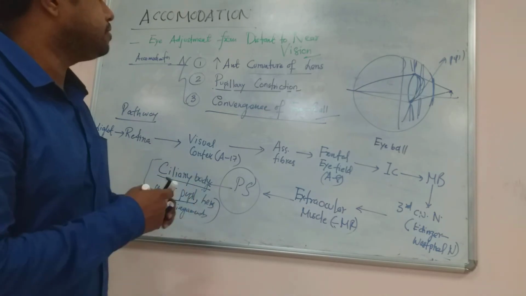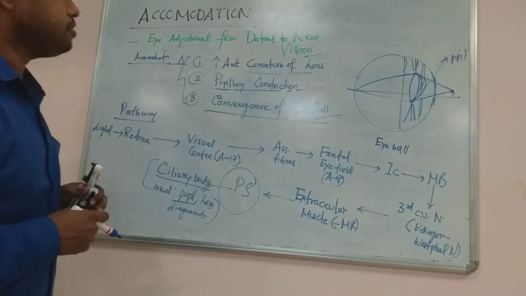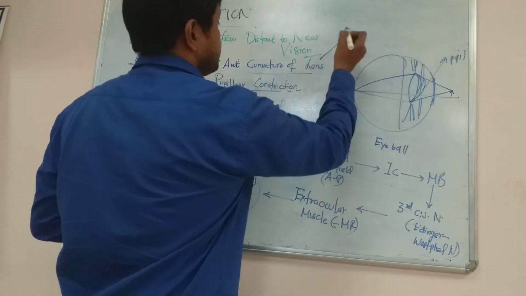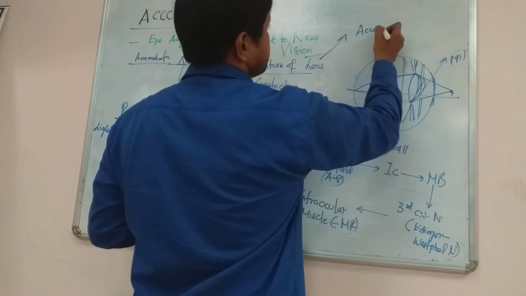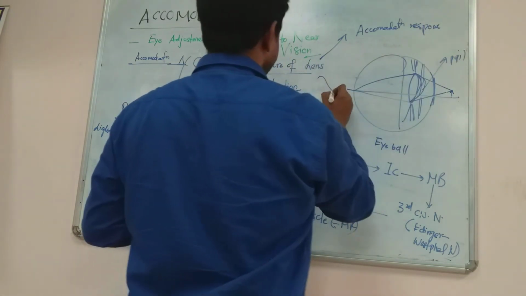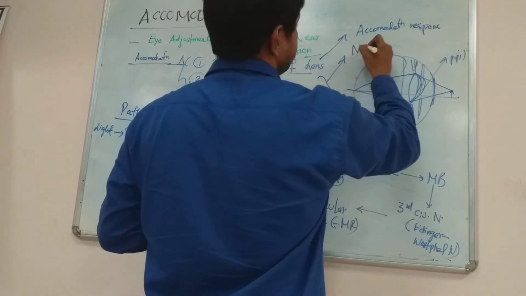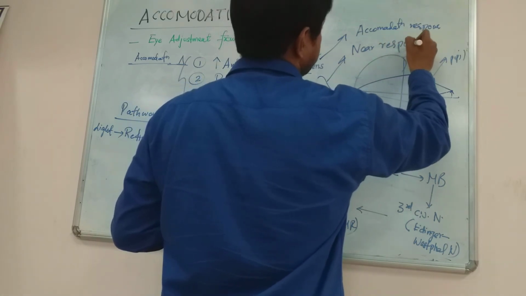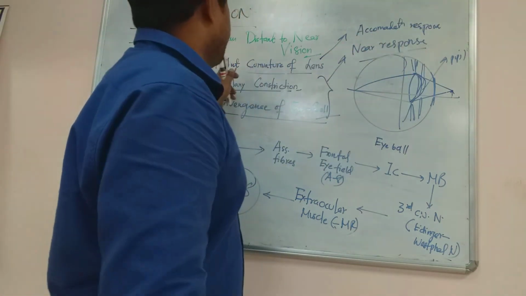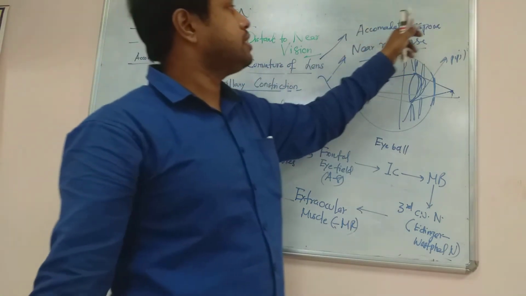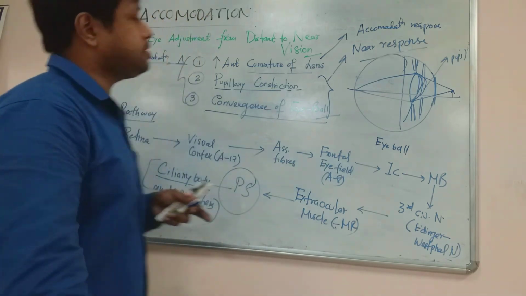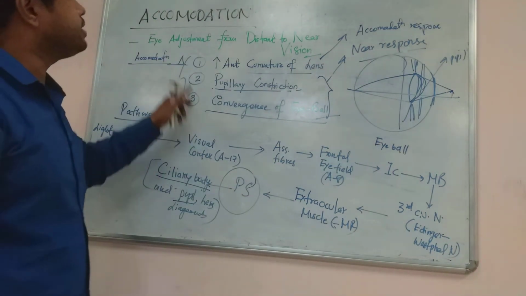Now out of these three, increasing the anterior curvature of lens is called the accommodation response, and the remaining two, pupillary constriction and convergence of the eye, are called the near response. So the accommodation reflex is of two types: accommodation response and near response. These are the three important changes that are going to occur in case of accommodation.